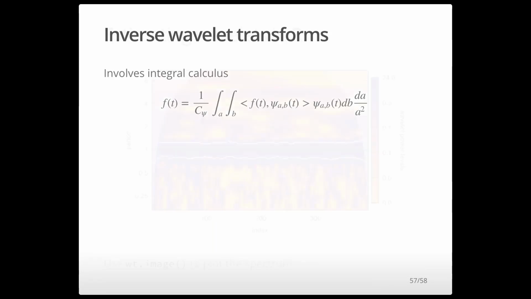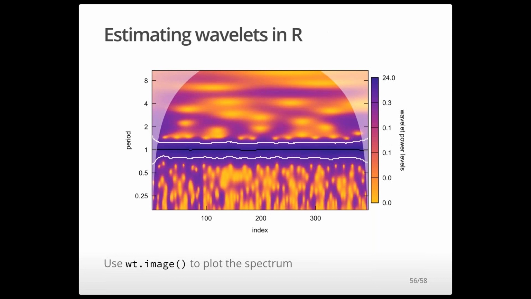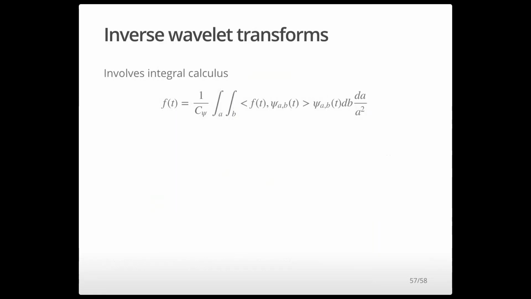Okay, like in the Fourier case, once we had those transforms, we wanted a way to come back and recapture an estimate of our original data. Well, in wavelet analysis, we do that as well. It's just that it's really hard. You have to integrate over both of the parameter vectors of weights, the A's and the B's. And this is not easy to do, so there's a bunch of software that will do it for you.